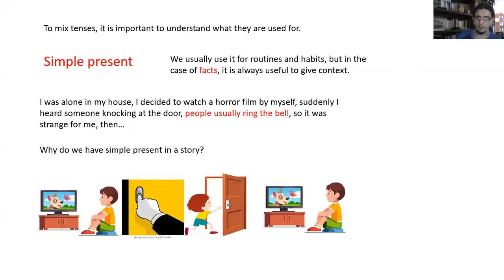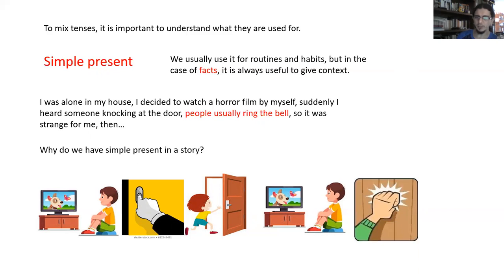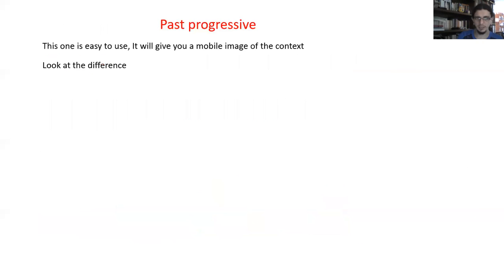Now, the second story. There's a guy watching the horror dog biting people. And suddenly somebody knocks aggressively. That's strange. And he got scared. Okay, so it is different if you give a little bit of context. Let's go to the next one.